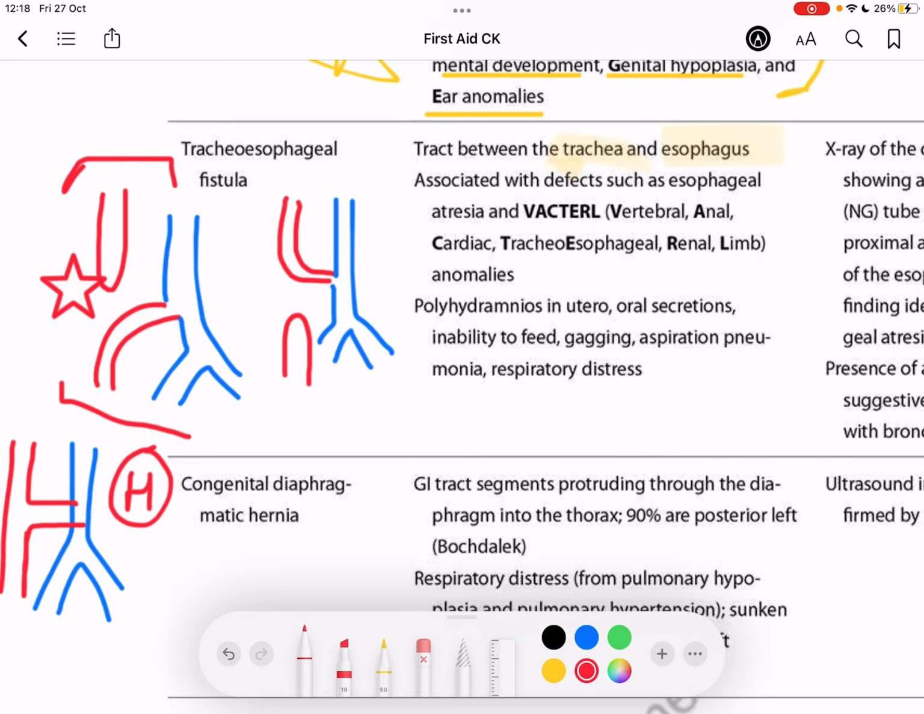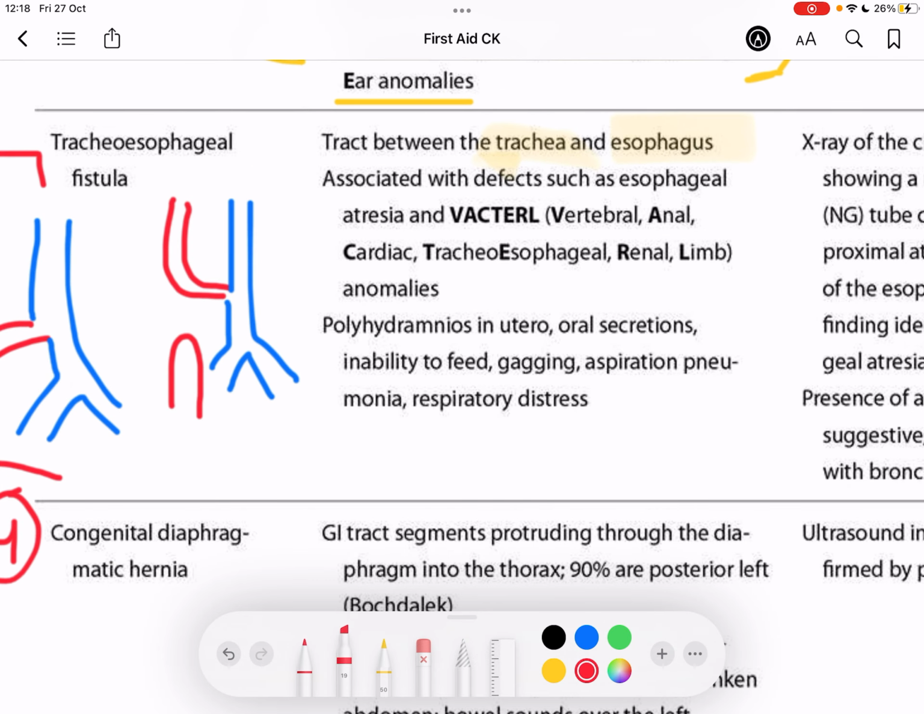So just like choanal atresia is associated with CHARGE syndrome, tracheoesophageal fistulas are associated with VACTERL syndrome. VACTERL syndrome stands for vertebral abnormalities, anal abnormalities, cardiac problems, tracheoesophageal fistulas, renal problems like renal aplasia, and limb problems as well. Okay, and this has a tendency to cause polyhydramnios in utero.